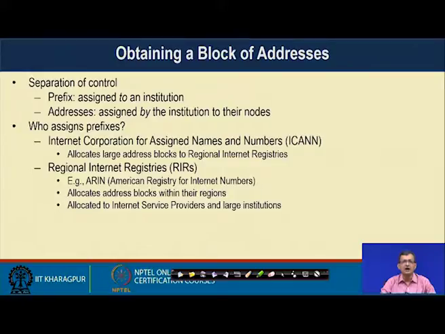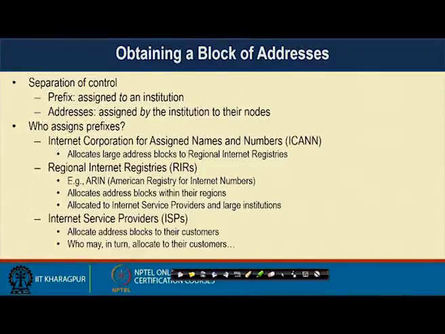So, we can have a block of addresses, with a separation of control: a prefix assigned to a particular institution, and addresses assigned by the institution to the hosts. Like IIT Kharagpur, it may have this network address and this host portion. How you address the host portion is determined by the institute's network administration or network policy. For the rest of the world, the IIT Kharagpur network is like this, right.